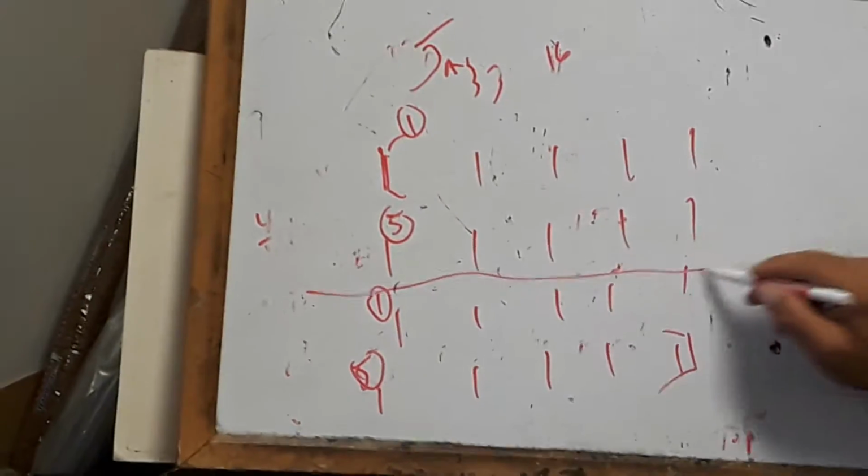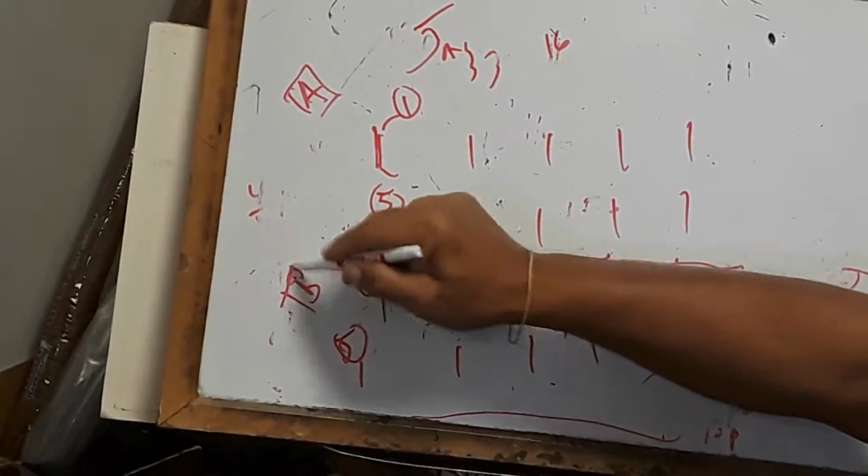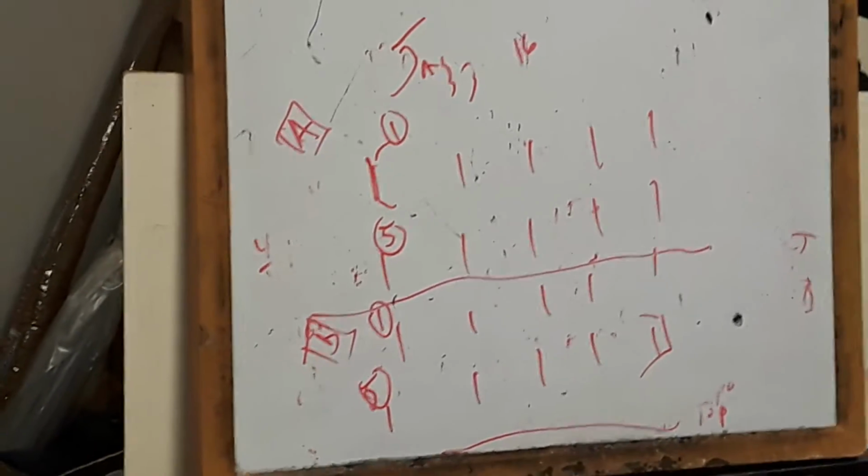So this one here we're going to call the verse. This one here we call the bridge. So this is A in a box. This is B in a box. That's jazz.